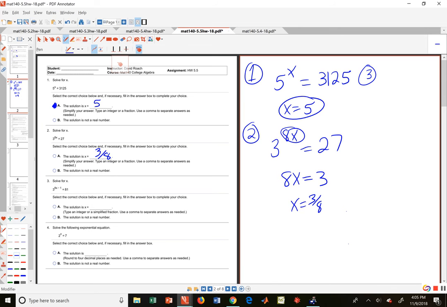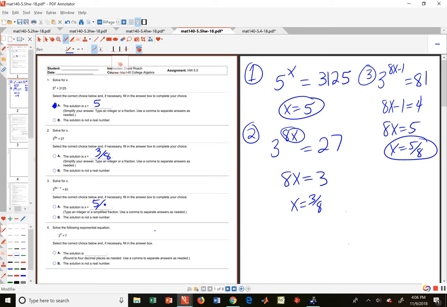Let's go on to number 3. Now, this is 3 to the 8x minus 1 equals 81. So as long as we have these integer choices, it just turns into a simple linear equation. So if 3 cubed is 27, 3 to the 4th is 81, so 8x minus 4 must be 4. And then you just solve this linear equation, just like the previous one. And so x equals 5/8. It would be good to check these occasionally, but so far so good.